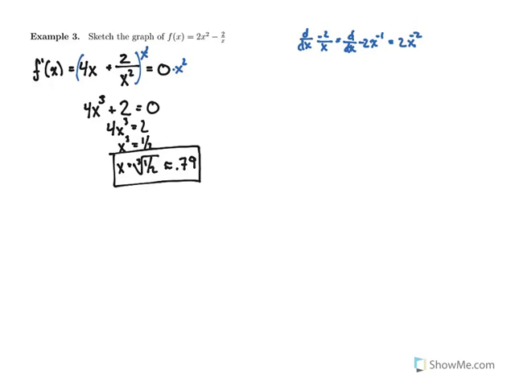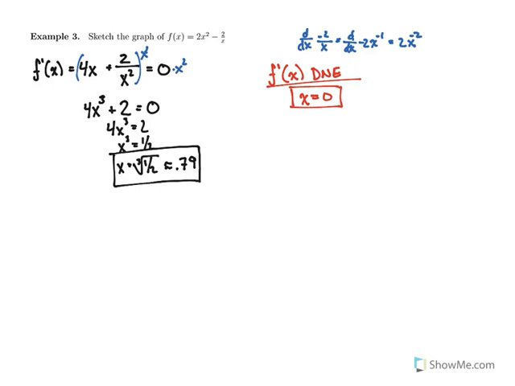But also note that we finally have an instance where the derivative does not exist at all points. Here, the derivative doesn't exist at x equals 0. So this is also a critical point that we need to look at.